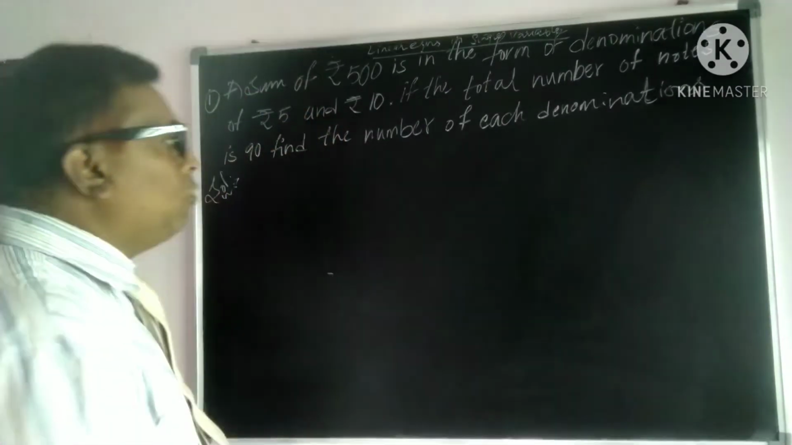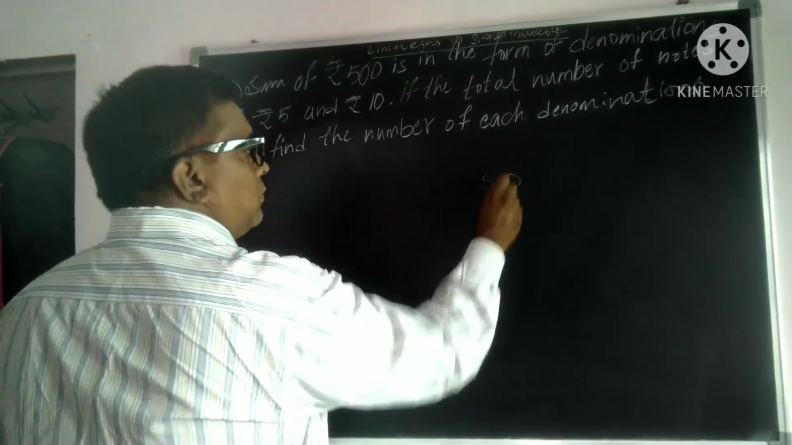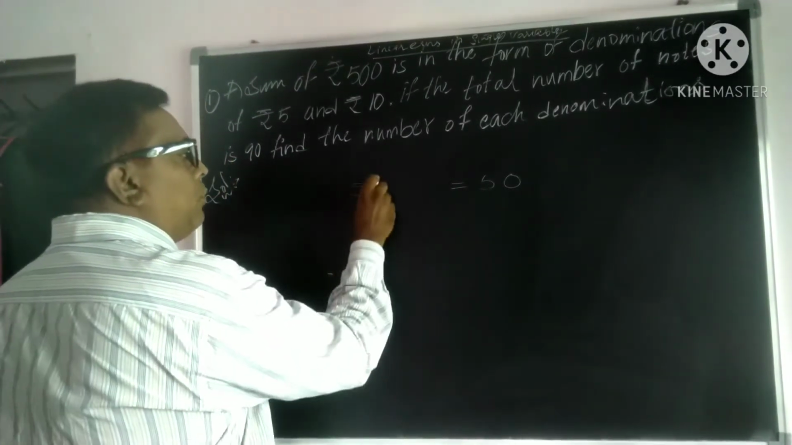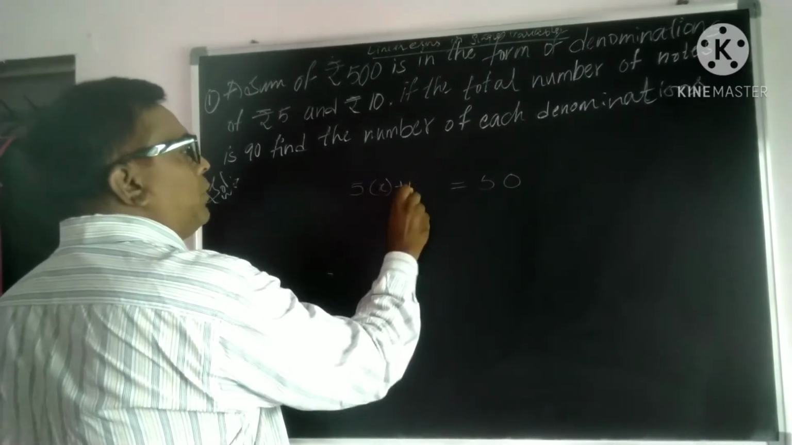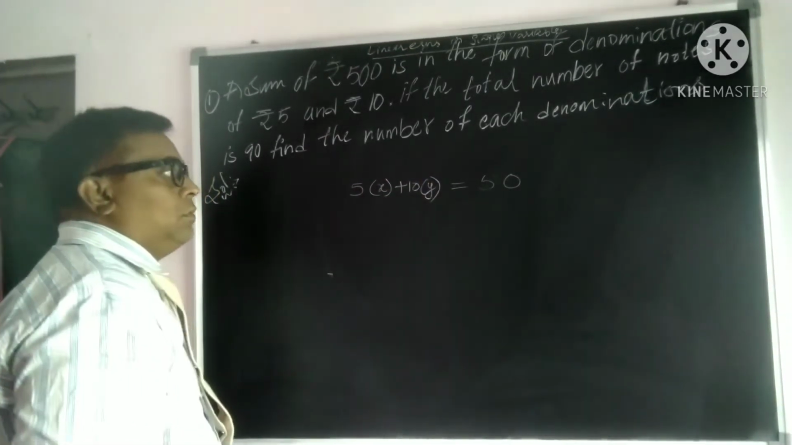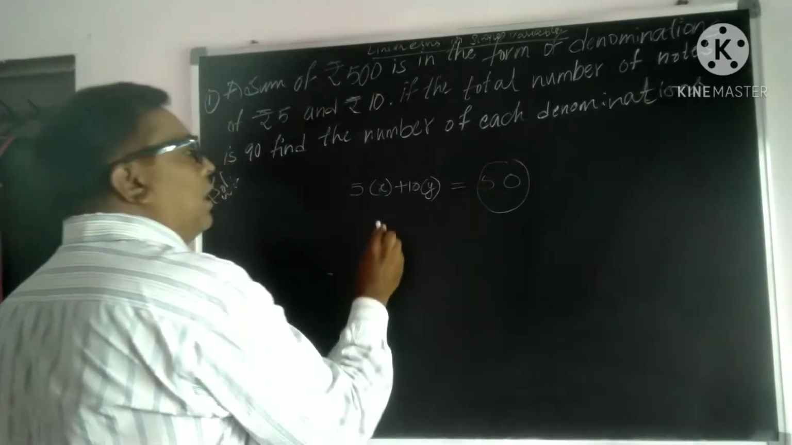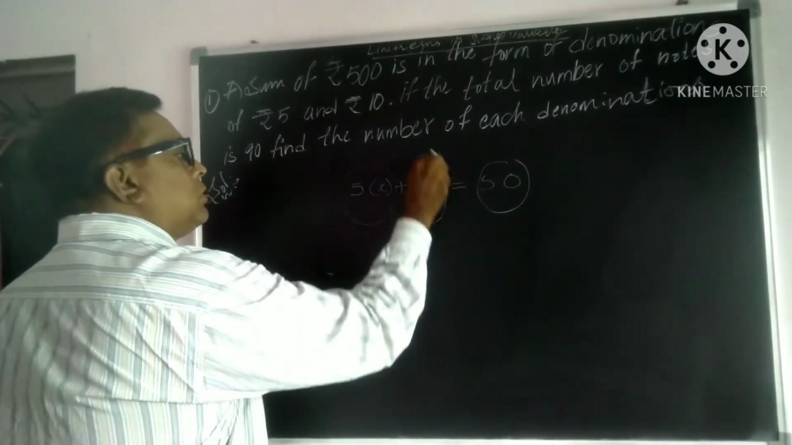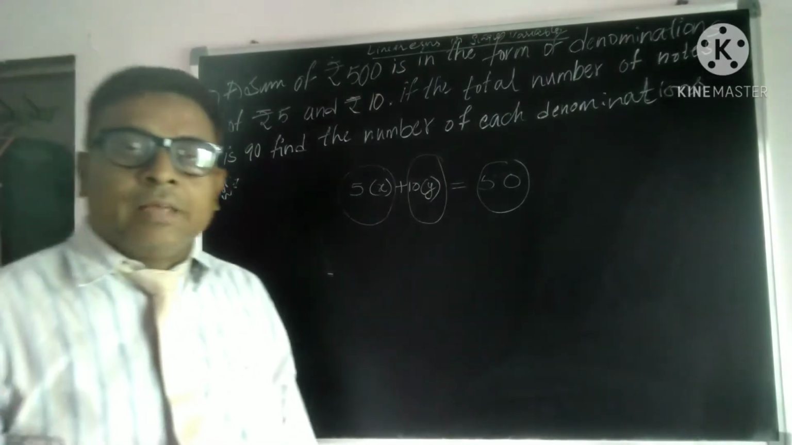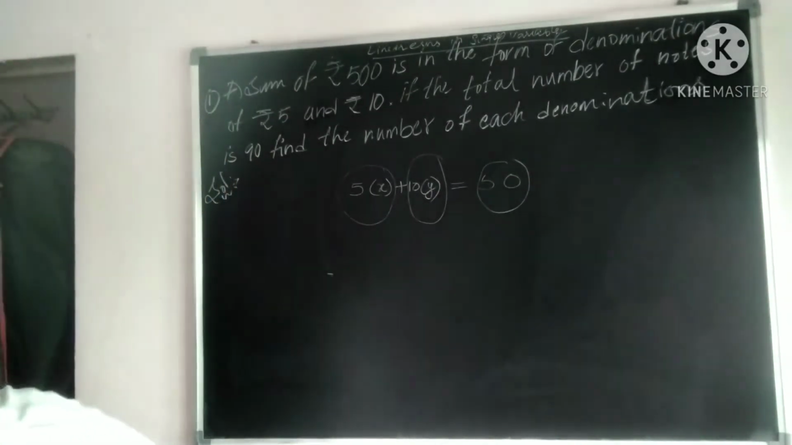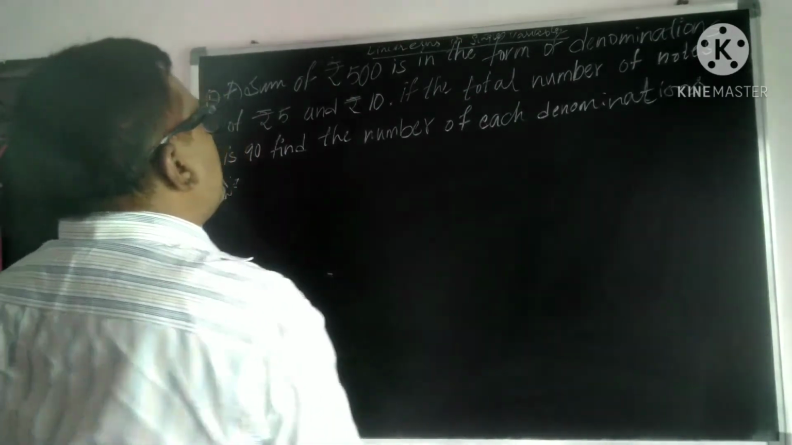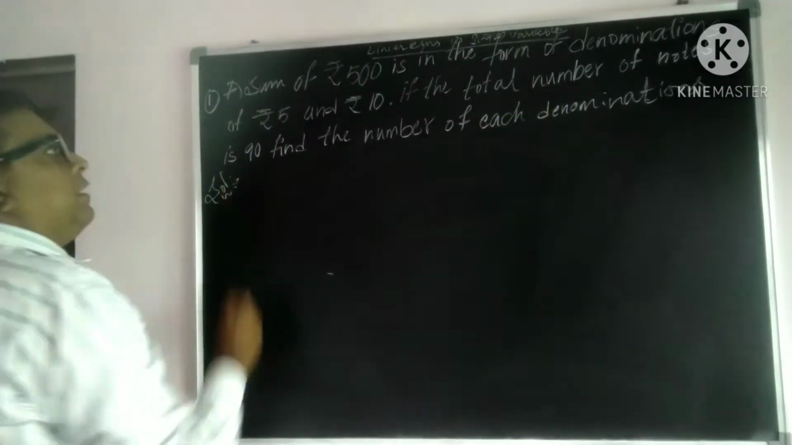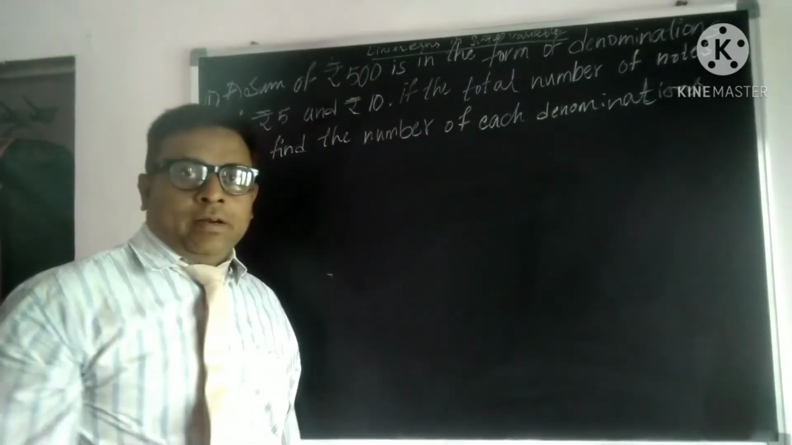For example, I have 50 rupees with me. I want to know what is the denomination of 5 rupees notes and 10 rupees notes. I want to know how many 5 rupees notes and how many 10 rupees notes should be with me to make the total as 90. Like this, we have to find the denominations of rupees 5 and 10 such that the total number of notes is 90 and the sum is equal to 500.